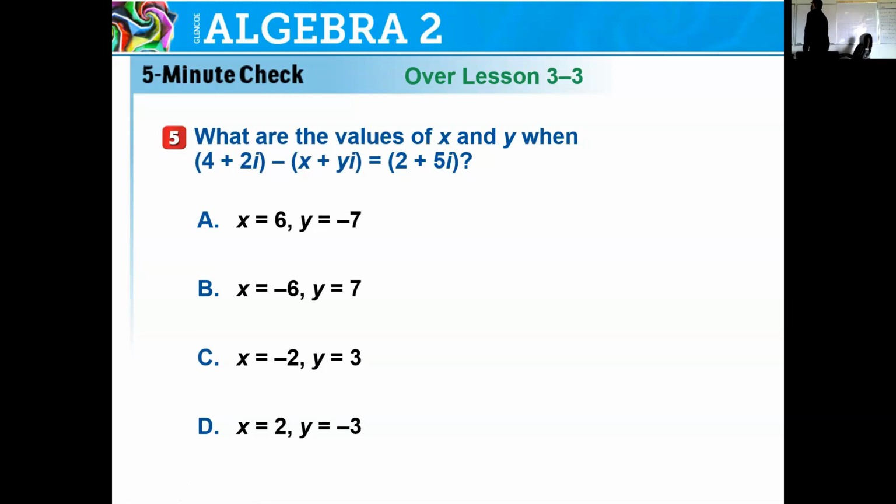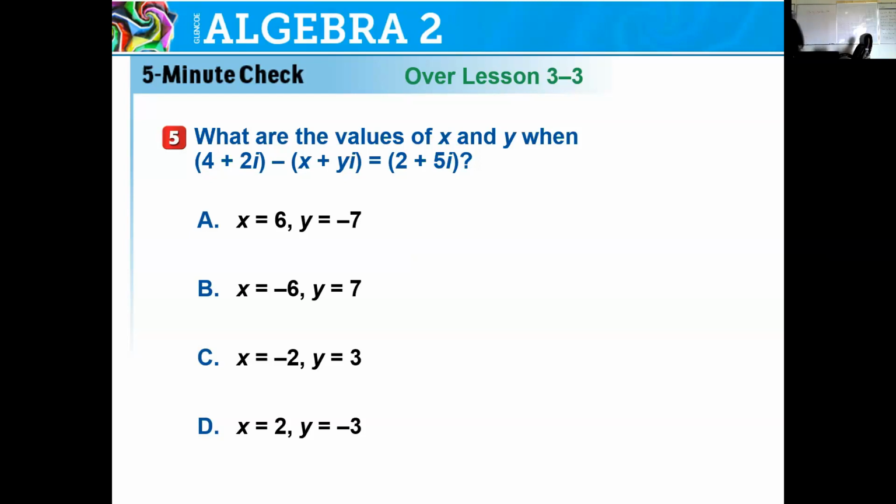All right, last one, number 5. It says, what are the values of x and y when 4 plus 2i minus x plus yi is equal to 2 plus 5i? So 4 plus 2i minus x plus yi is equal to 2 plus 5i.